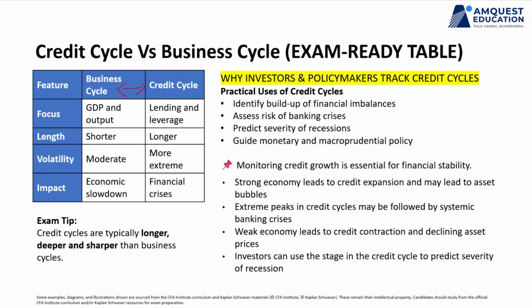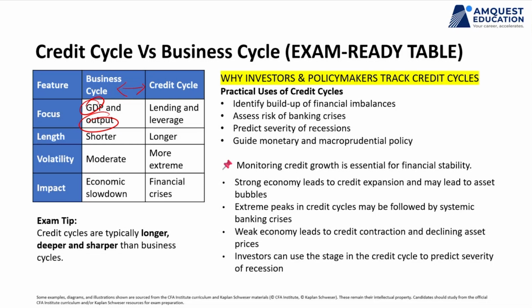In the business cycle, you focus only on GDP and output. What's the gross domestic product? What's the output? You focus on the economic activity. In the lending credit cycle, you focus on what is the lending, what is the borrowing, what is the amount of loans and all in the industry. Clear? So one focuses on economic activity, one focuses on financial lending and borrowing.